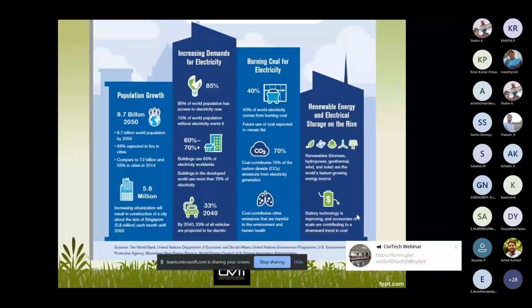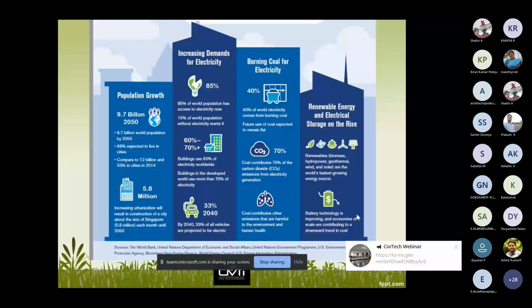And if you see this picture, you can understand buildings are consuming around 60% of the electricity worldwide. Buildings in the developed world use more than 70% of the electricity. So the largest consumer of electricity is buildings. And how to reduce this, that is the measures taken in green building, you can see in the upcoming slides.